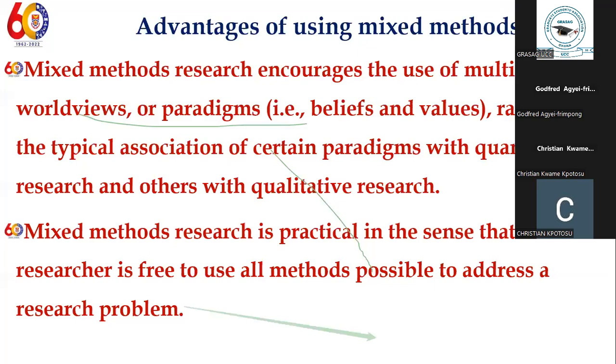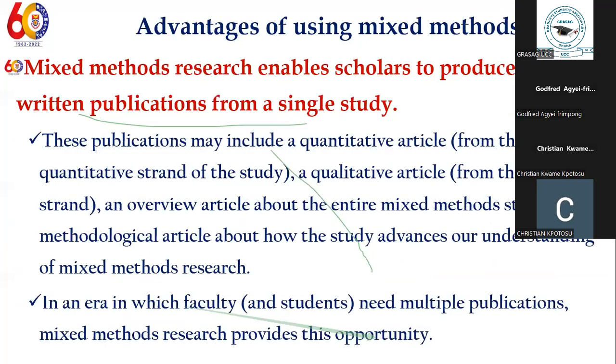Again, mixed method research enables scholars to produce multiple written publications from a single study. So you have conducted a study where you use both qualitative and quantitative. From your analysis of both data, you even have the chance to publish either the qualitative aspect of your work or the quantitative aspect of your work. In this case, you have two publications in your name. But when you use only the quantitative approach, you'll be forced to publish only in that, and you have only one publication.